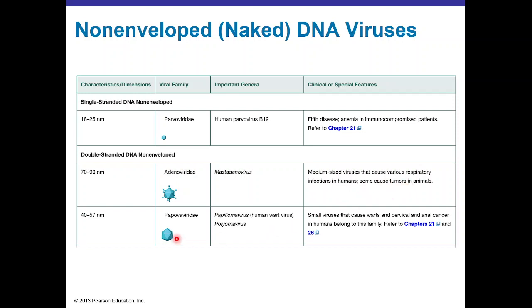Now for the Papovaviridae family, it measures between 40 to 57 nanometers. This will be important for us because it has this papilloma virus that causes human warts, and this will be the family that has species like human papillomavirus 16 and 18 that can cause cervical and anal cancer.